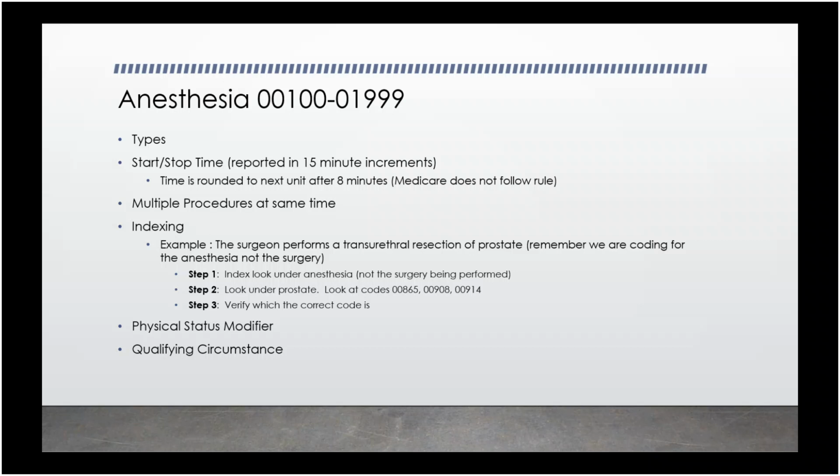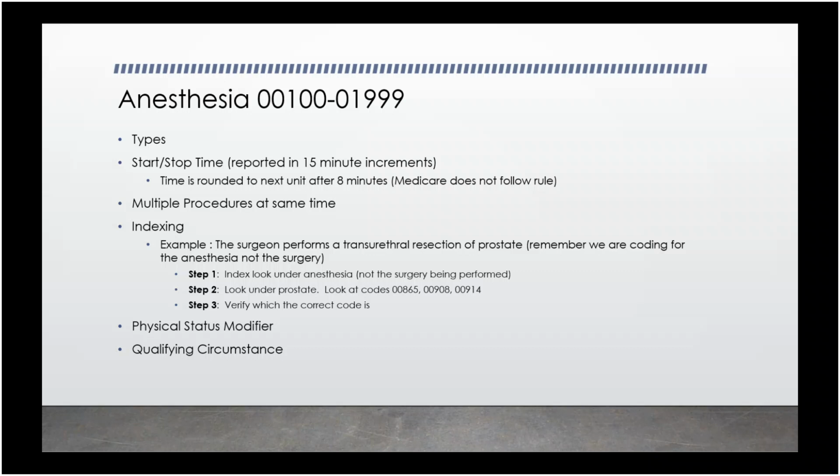It is reported in 15-minute increments. Medicare is the one that's a little different as far as how we report it. They want to get closer to the minutes exactly. So you're going to report that 53 minutes, 57 minutes. Otherwise, we're looking at 15-minute increments, and we can round it up with 8 minutes. So once we're 23 minutes, then we're looking at 2 units of anesthesia.